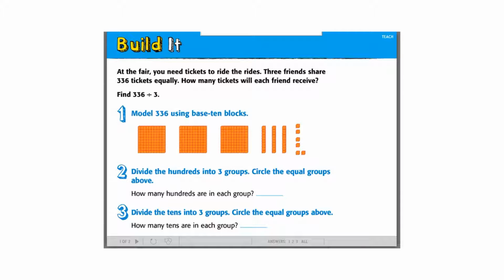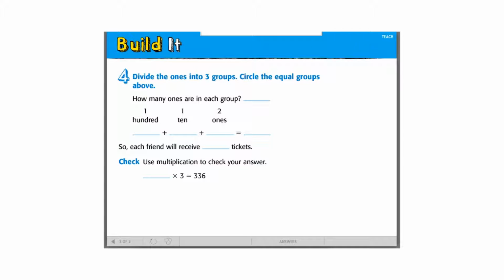I have to go to my next screen here, but you're writing it in on your page. So we have 2 ones in each group. So that's 100, 10, and 2 ones. 100, 10, and 2 ones makes 112. So each friend will receive 112 tickets. If you multiplied, because you could check by multiplying, 112 by 3, you would get 336. So notice in here that these are plus signs, because I want to explain why I wrote it that way. I didn't write it like this.